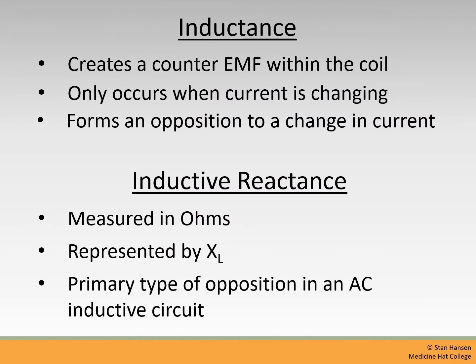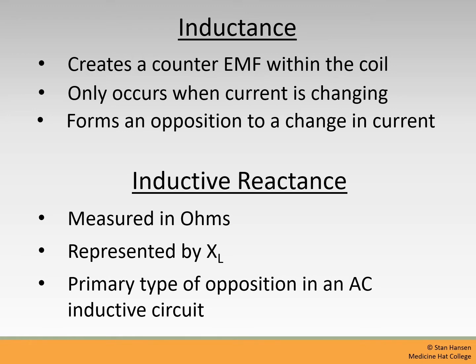Let's start by reviewing some of the terminology that we have with inductors. First of all, inductance is a property of an inductor to create a counter EMF within the coil. This counter EMF is what creates that opposition, and it is only present whenever the current is changing. Of course, in an AC circuit, my current is always changing, so I always have inductance. The opposition to the change in current is called inductive reactance, which is measured in ohms and represented by XL.